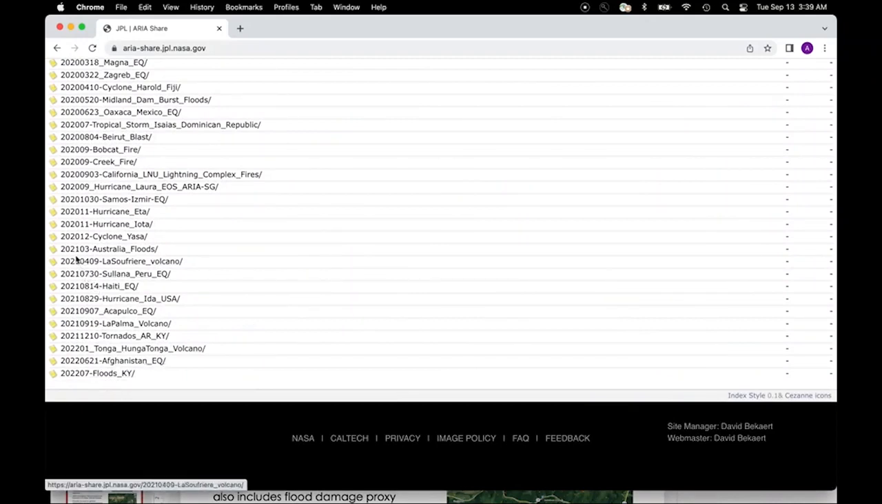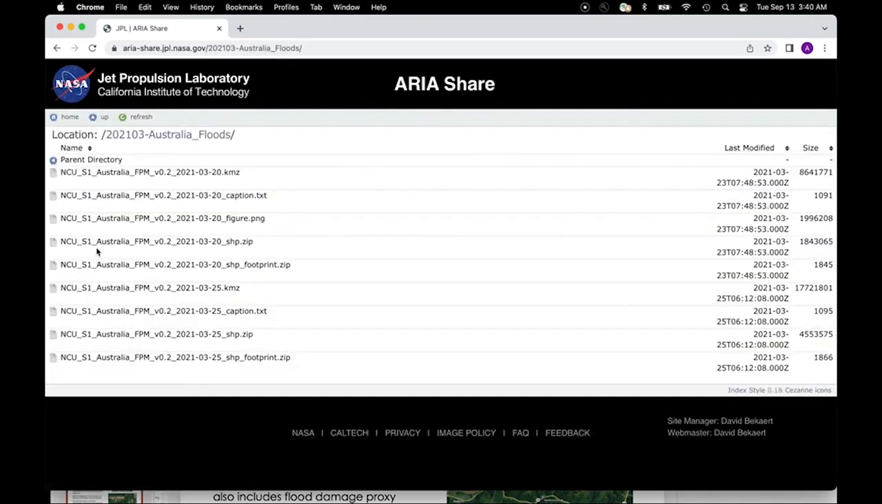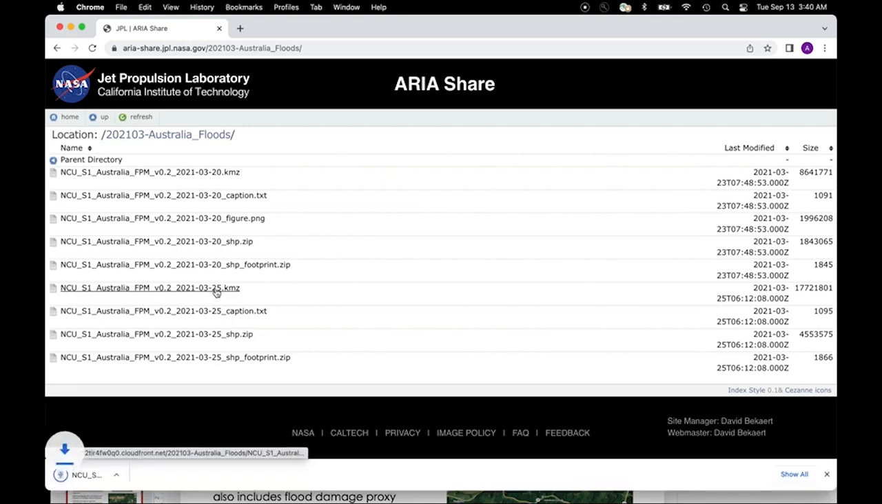Let's look at one more case. So these are all different cases seen by that SAR satellite. Let's look at this Australia floods. If you click on that, it will show the satellite overpass where floods were detected. Let's look at this KMZ file. Although you can see different formats, it's also available in zip shapefile format. Let's look at this KMZ.